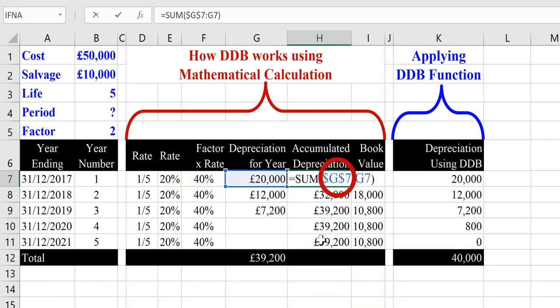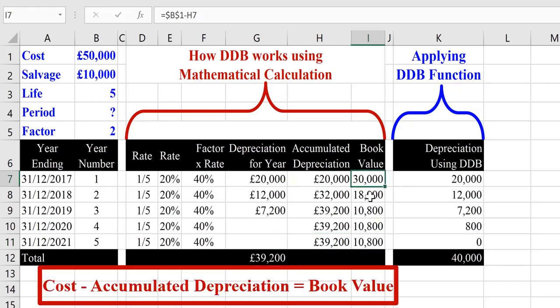For cumulative depreciation, we need to make G7 absolute and then copy it to the rest of the 4 years. In this way, we can get cumulative depreciation over the 5 years. The last column is the book value. Book value is determined with the help of cost minus cumulative depreciation. So 50 minus 20 is equal to 30,000.